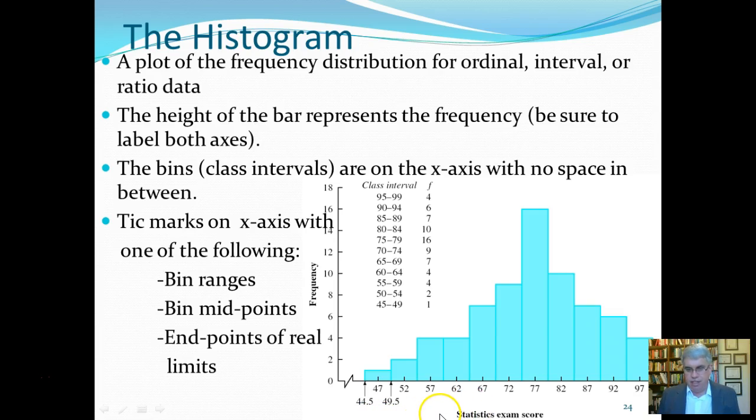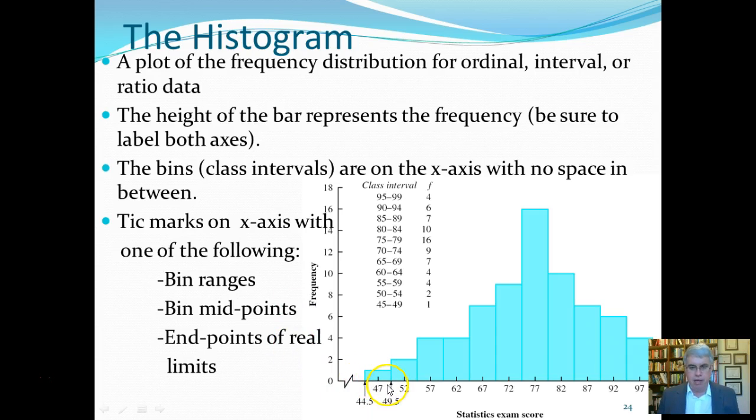Here we've got the statistics exam score. So these were the 70 pieces of data that we had talked about earlier. Now we're saying that they're for a statistics exam. And then over here, we've labeled this axis as frequency, the number in each category. And the bins are down here.